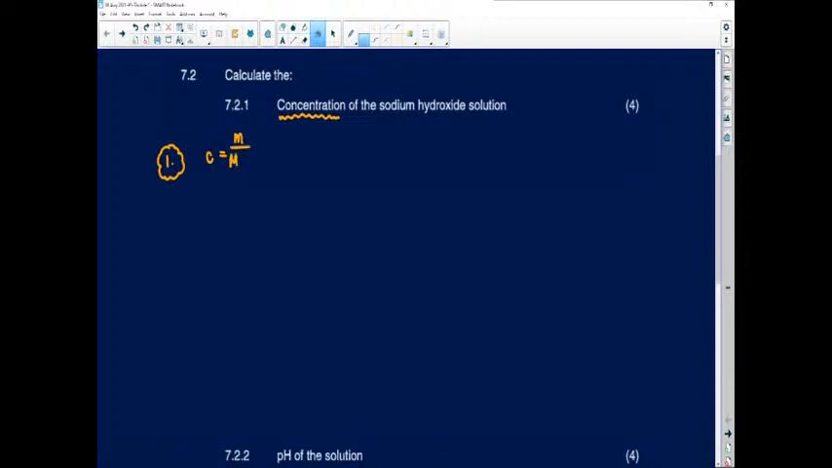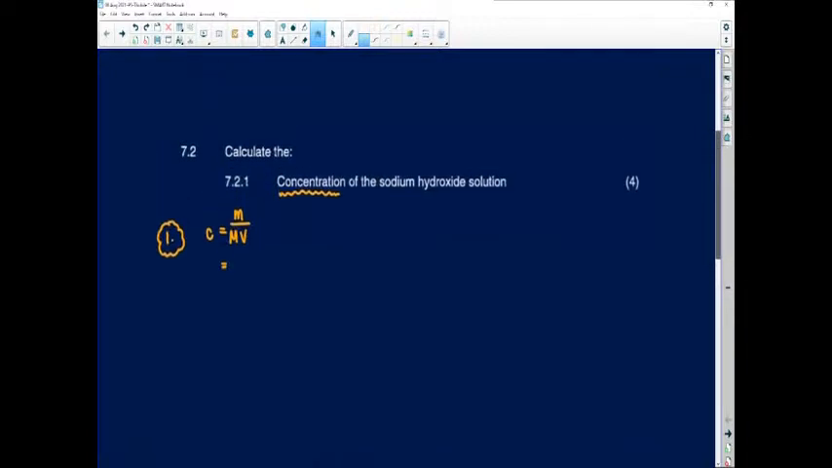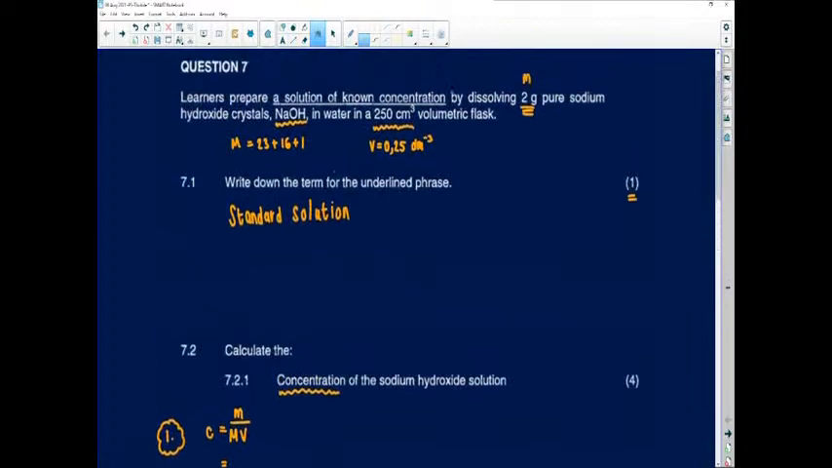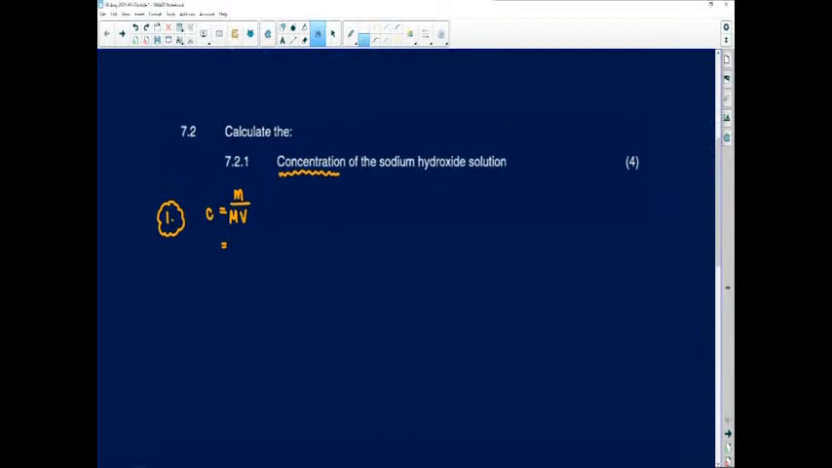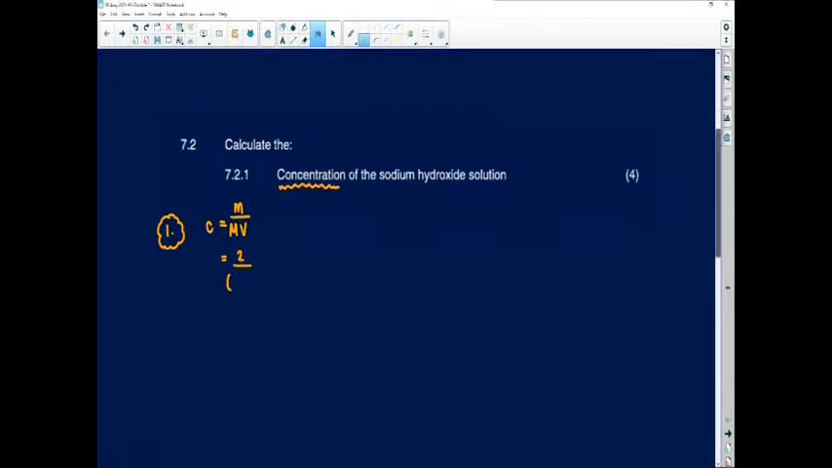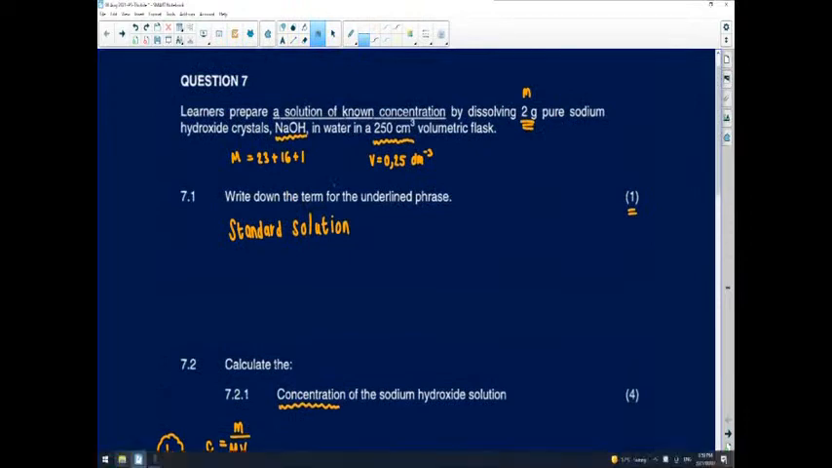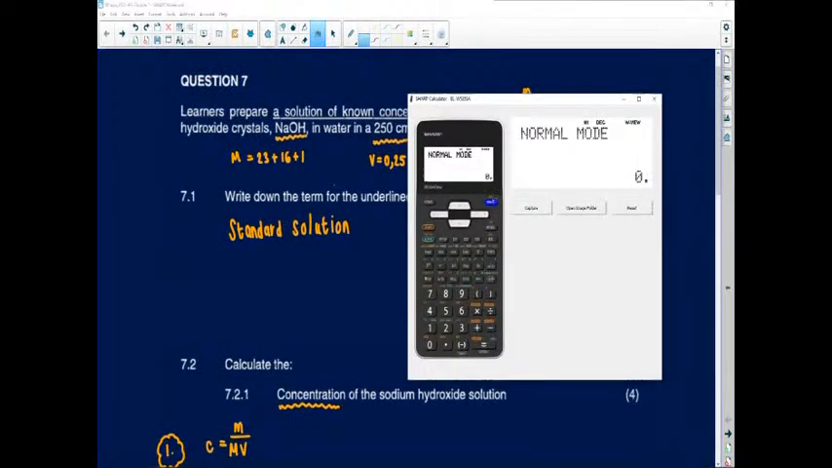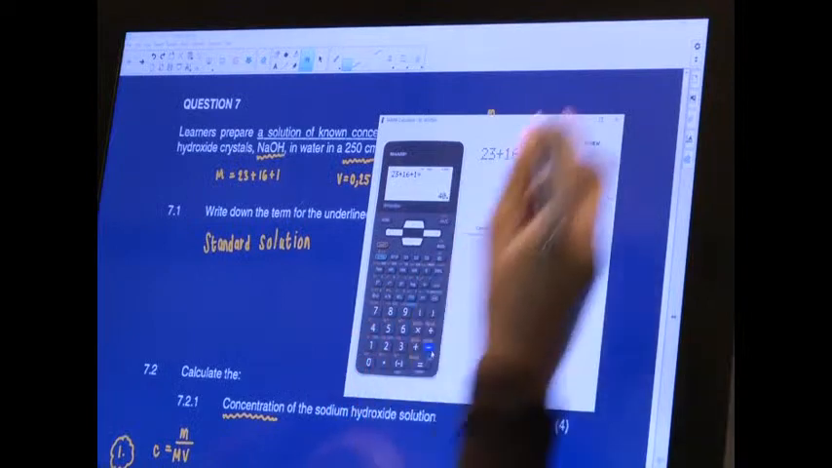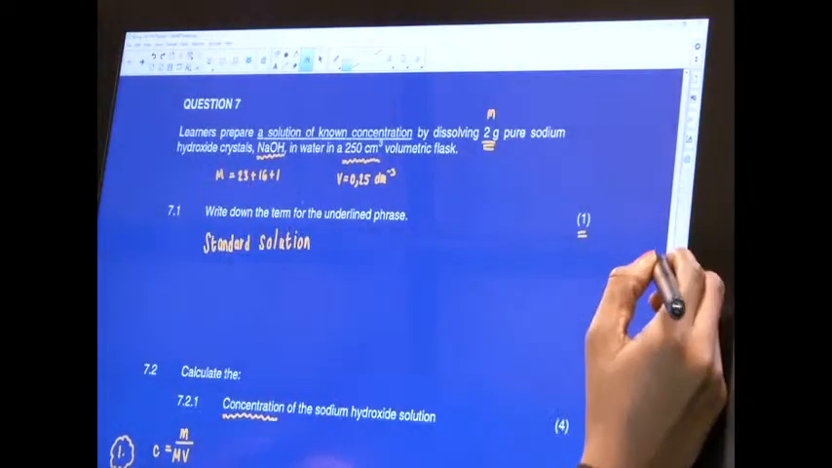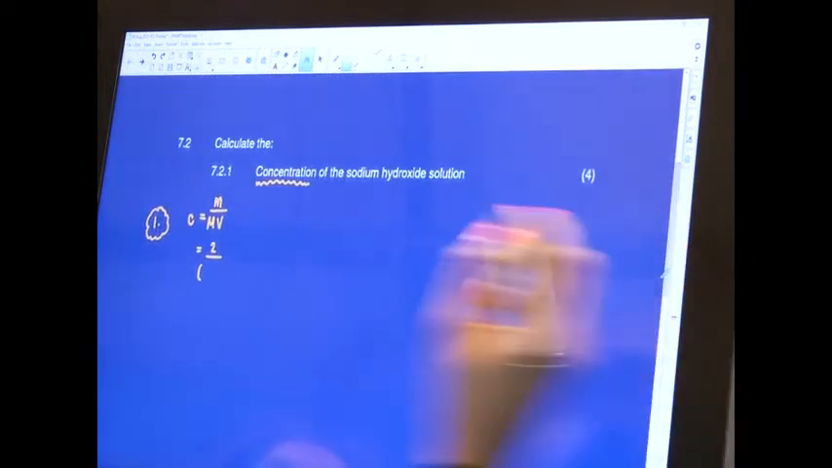Remember, that's the mass, that is the molar mass, and then the volume in which all of this is taking place. We are told that the mass is 2 grams. So you're going to see everything that I'm going to use, I'm going to get in the information given. I have 2 grams. The molar mass, if we add all of this, I will use a calculator just to be sure. So I'm going to add the molar mass, which will be 23 plus 16 plus 1. Therefore, I get 40. So my big M for this formula is then 40.